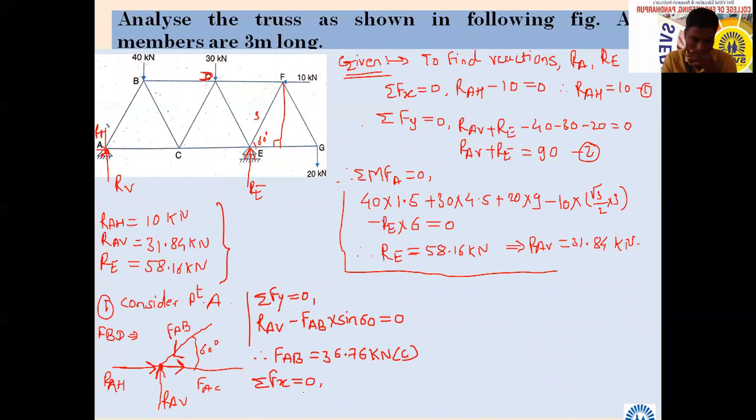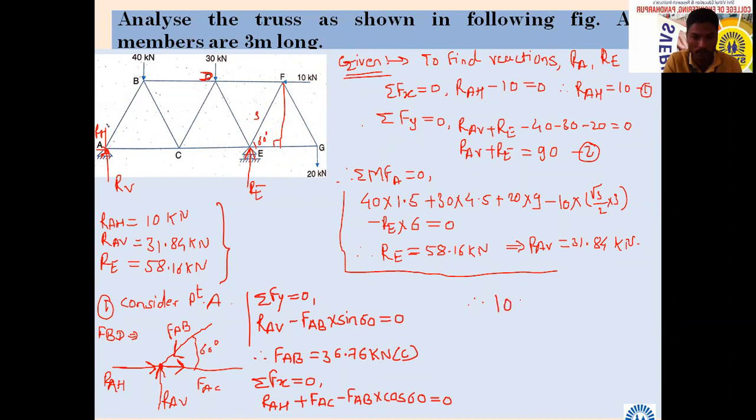First, who will tell the equation? 10 plus FAC minus FAB cos 60 equal to 0. Okay, I will write here RAH, which will be positive, plus FAC, which we want to calculate, then minus FAB into cos 60 equal to 0.